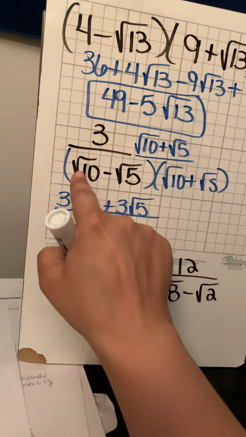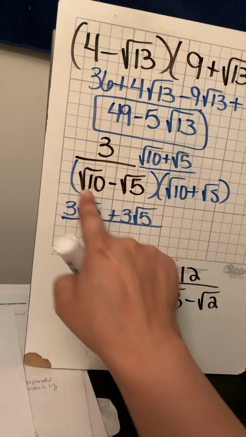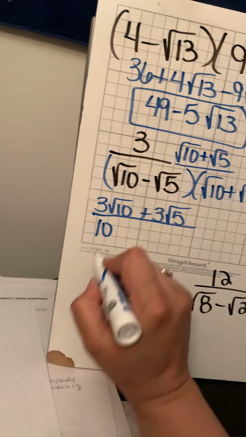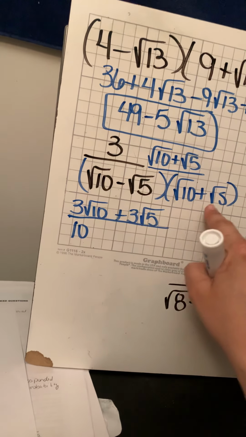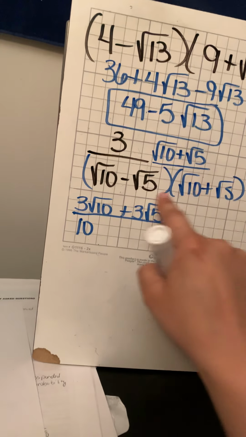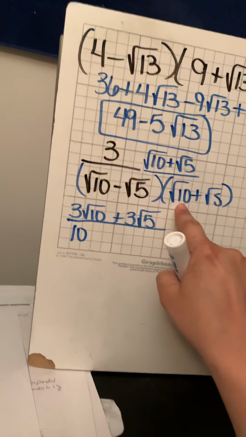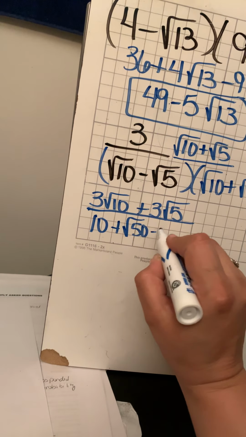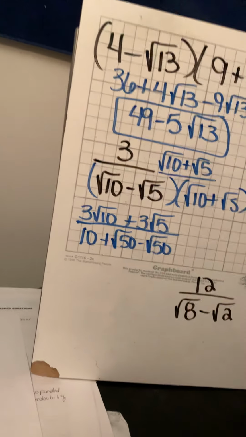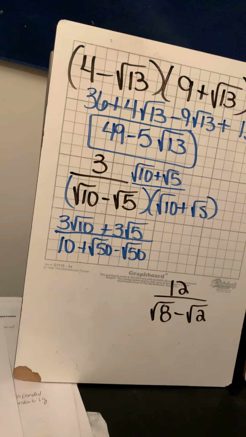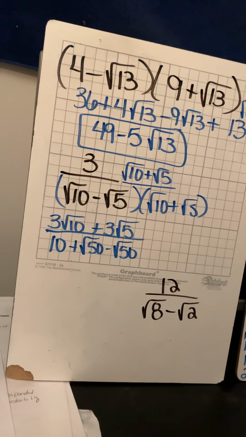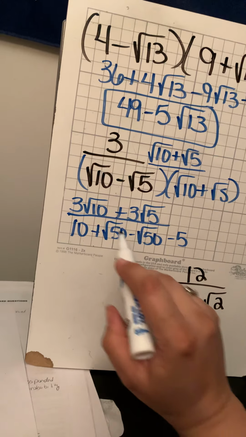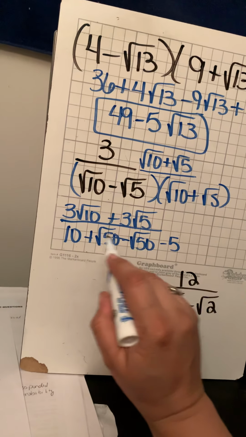Over root 10 times root 10, here's another one. They're exactly the same, so it's just 10. This right here is going to be root 50. Well, what's this going to be? Negative root 50. So I'm going to have a positive root 50. I better write it out. Negative root 50. What's negative root 5 times root 5? Negative 5. What happens right here to those 50s?